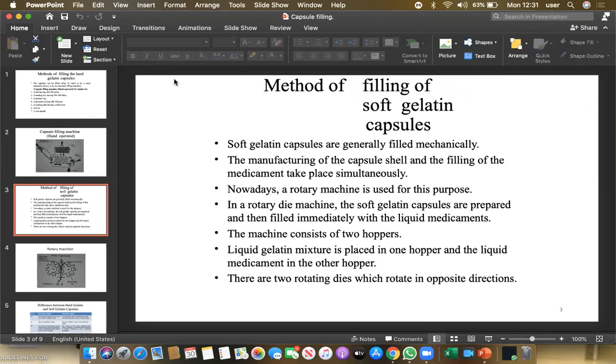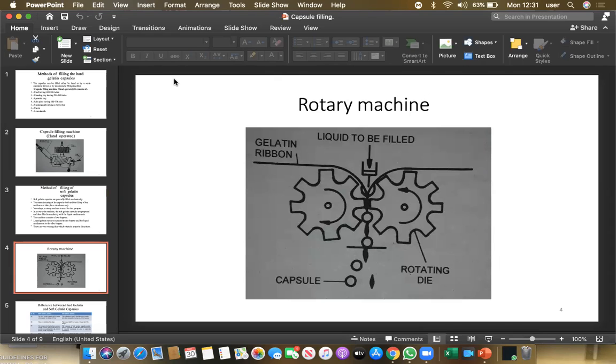Method of filling soft gel capsule. Soft gel capsules are generally filled mechanically. The manufacturing of the capsule shell and the filling of the medicament take place simultaneously. Nowadays, a rotary machine is used for this purpose. In a rotary die machine, the soft gel capsules are prepared and then filled immediately with the liquid medicaments. The machine consists of two hoppers. Liquid gel mixture is placed in one hopper and the liquid medicament in the other hopper. There are two rotating dies which rotate in opposite directions. You can see here the rotary machine.